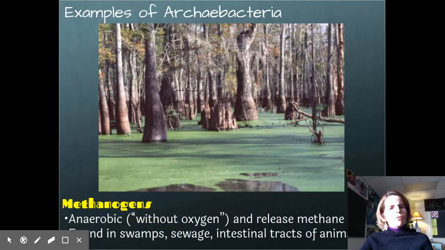The first example of archaebacteria are the methanogens. We've talked before about how cow farts are causing global warming. It's the methane in cow farts. Well, that's coming from the bacteria that live in the cow guts. They're called methanogens. They're anaerobic, which means they survive without oxygen, and they release the chemical methane, which is a very potent global warming gas. Methanogens are also found in swamps and in sewage, and then in the intestinal tracts of animals.